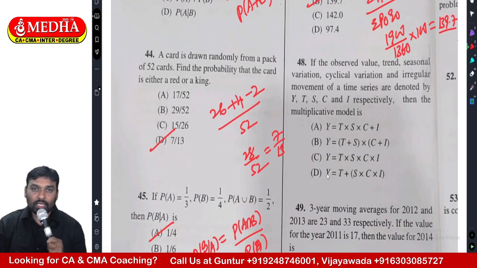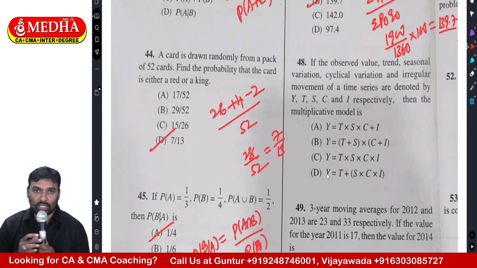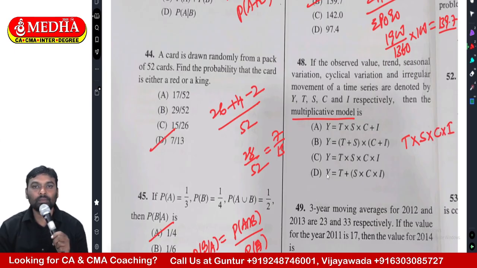Next, 48 based on time series. In time series, in total we have 3 mathematical models: additive model, multiplication model, and mixed model. Here the given one is multiplication model. Here the multiplication model is T into S into C into I. Trend into seasonal variations into cyclical variations into irregular variations. So option C is correct.